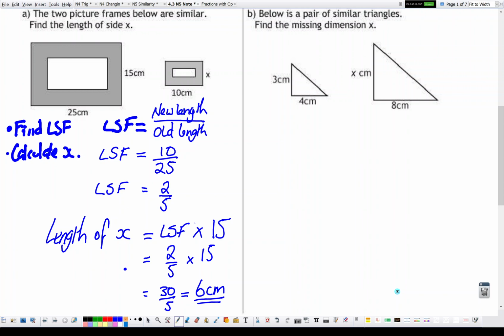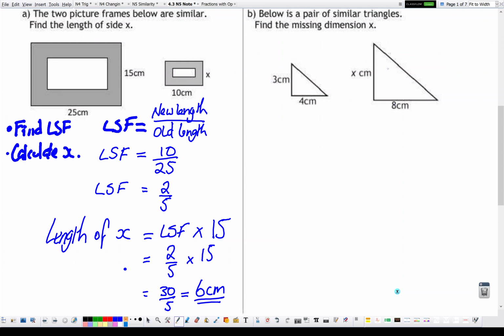So we have similar triangles, both right angle triangles, and we have the first one, which is 3 centimetres by 4 centimetres, and we have this one which is 8 centimetres by x centimetres. Find the missing dimension x. Now it is more obvious in this case what the scale factor is. Some of you may already be able to work that out. How we've gone from 4 to 8 is quite obvious. So what would x be?